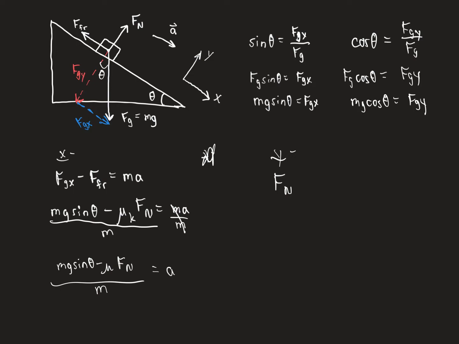So what do I need to do with FGY? I subtract my FGY. Minus FGY. And what is that equal to? Am I bouncing up and down as I'm going along this incline? Is there any acceleration perpendicular to the incline? So what's the mass times acceleration in the y direction? Zero. So this is equal to 0.